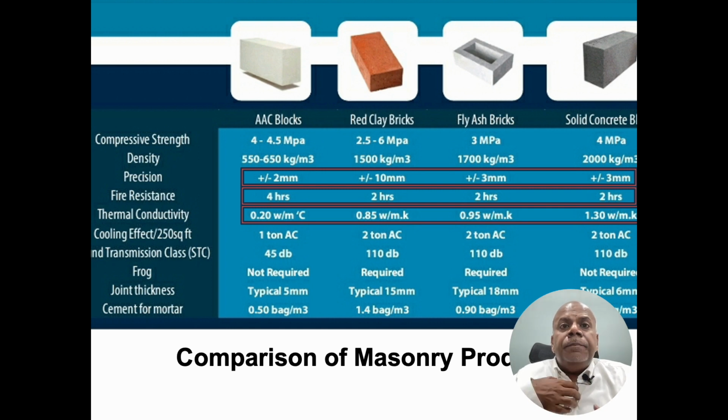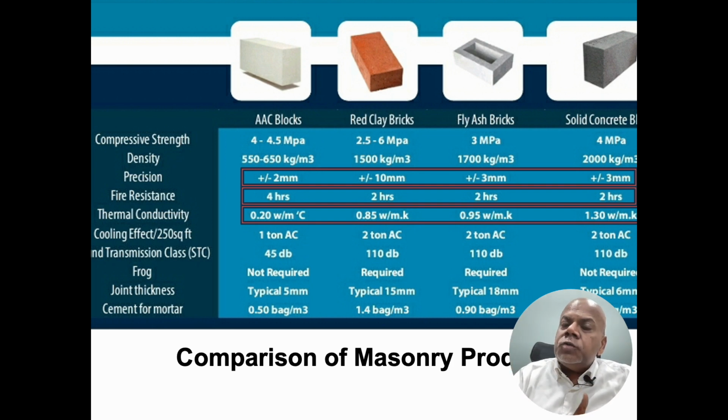Now, red brick, I told you in the very first slide, it's a good product. Since 5000 years, human beings have been using it. Why? Because it stops the heat from coming inside. But look at the thermal conductivity value, it is 0.85 compared to 0.2 of your AAC blocks. So it is far higher than AAC blocks, and AAC blocks are far better. They are very low, 1/4 thermal conductivity of a red clay brick. If you look at, for example, solid concrete blocks, they are 1.3, so many times, almost 6 times more than our AAC blocks.